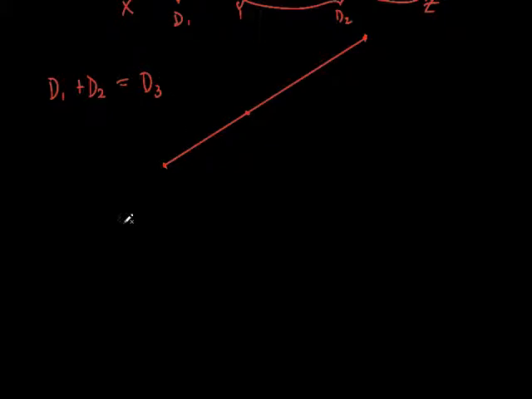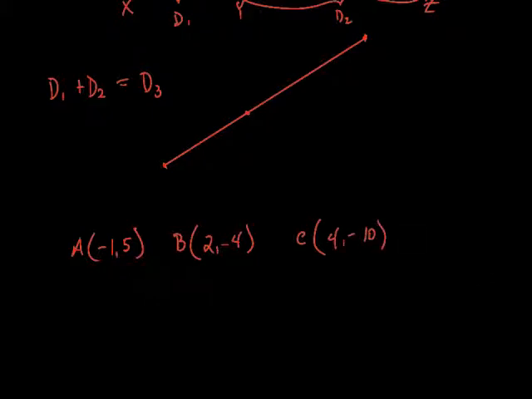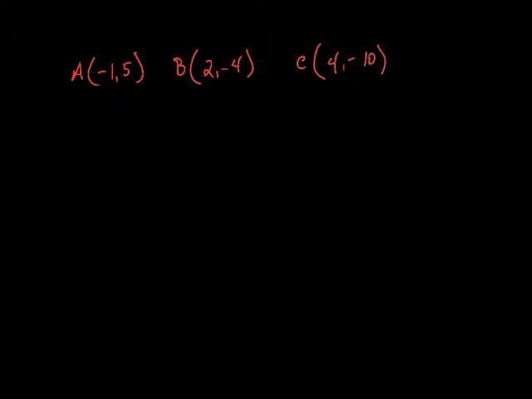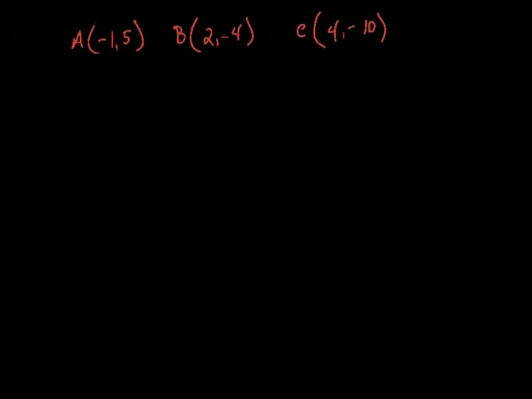So let's find the distance. Okay, so AB. Let's just do the math in our head. So 2 minus negative 1, that's 3 squared. And this is 5 minus negative 4, and that's 9 squared. What is that? That's 9 plus 81, and that's the square root of 90. And there might be a time where we want to put that into a calculator. We'll see how it works out.